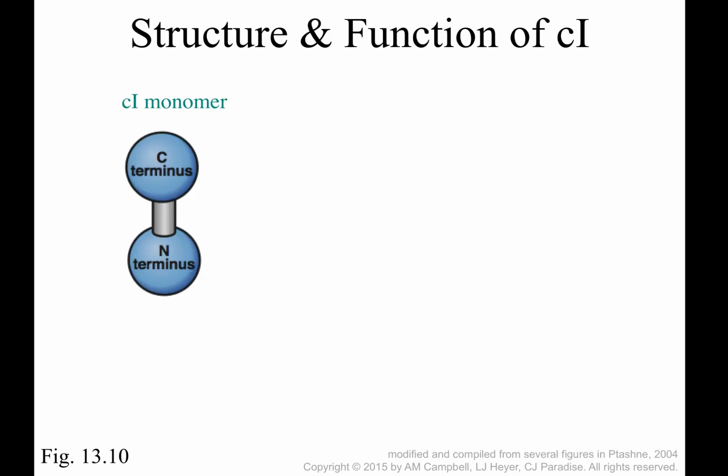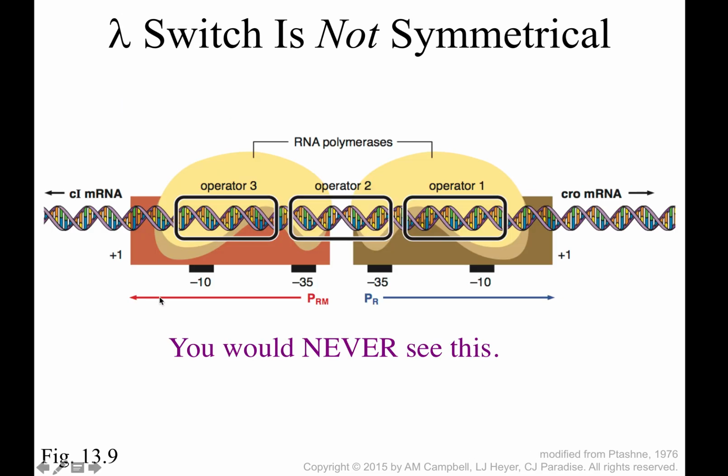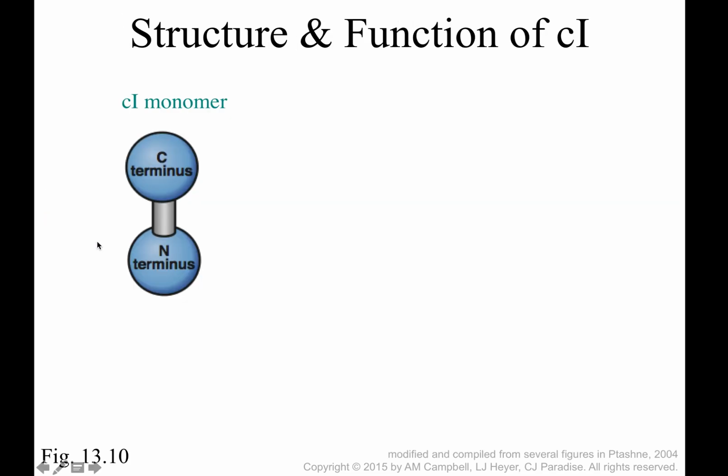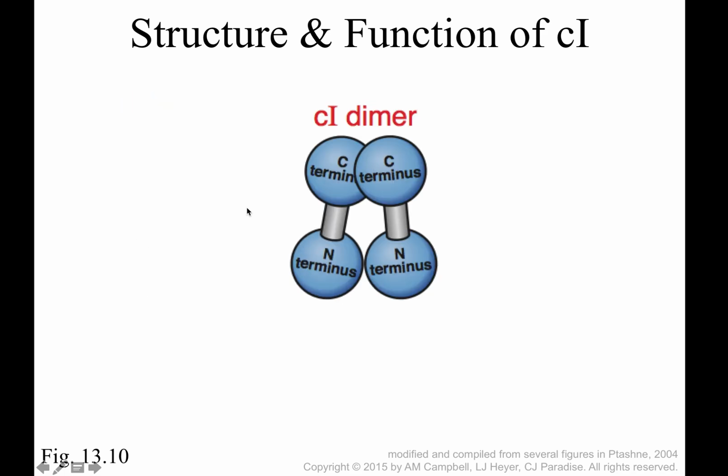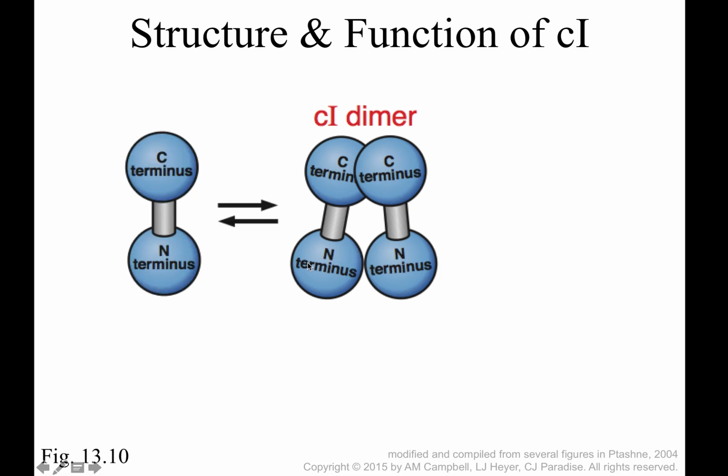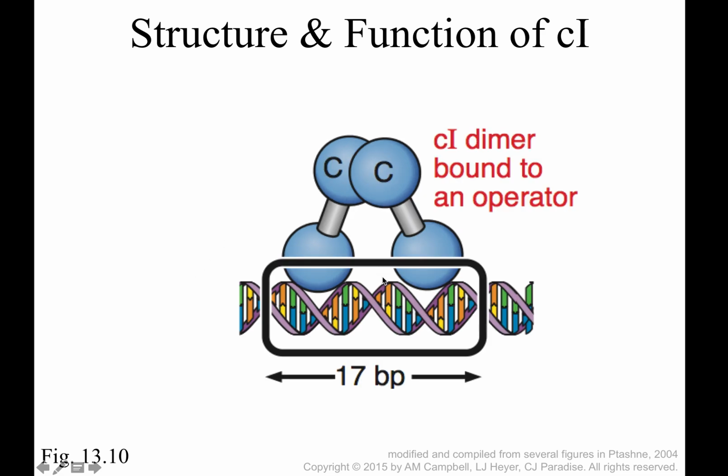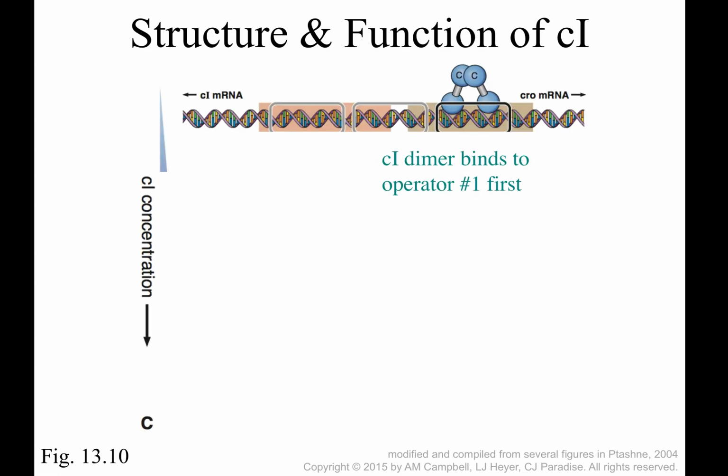Okay. The protein that is made on this side, on the CI side, is called the CI protein. And it comes as a monomer that has two different domains, the C terminus and the N terminus. N terminus is where the protein starts, C terminus is where it ends. Two monomers together can make a dimer, where they bind together. Two copies of the protein binding together. And there can be an equilibrium between these two states. It can go from here to here or from here to here. The dimer binds to the operator on the DNA and acts as a transcription factor.